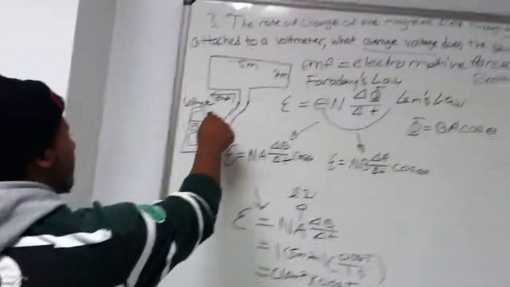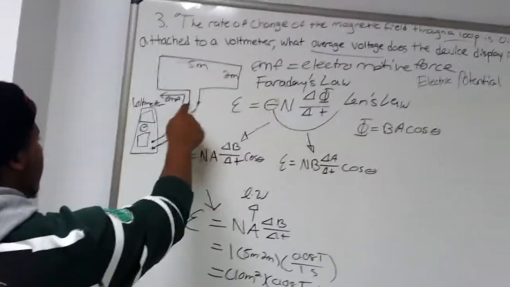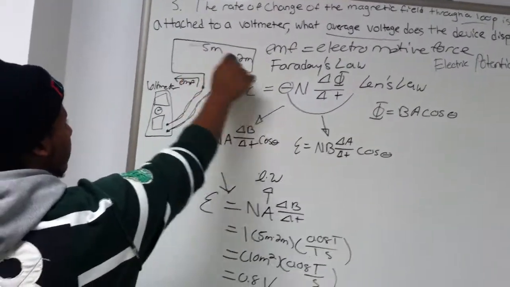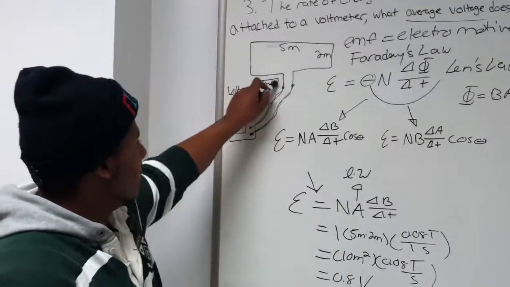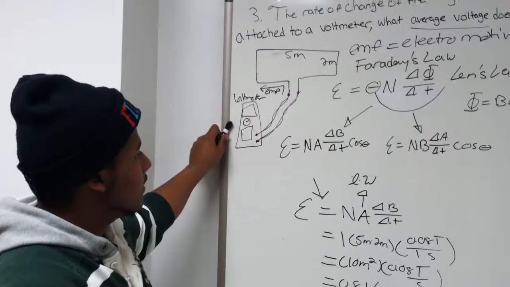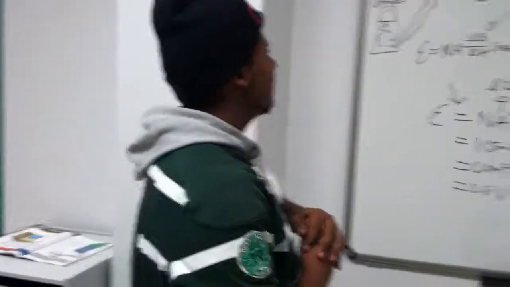First, let's make a diagram. What we have here is our voltmeter, or our device, and it's going to be hooked up to our rectangular loop, which is going to cause an EMF through the loop and is going to display on the device. Now, why and how that happens is going to be explained.